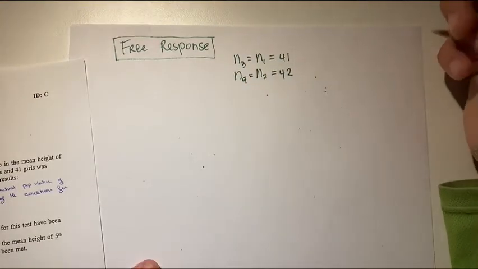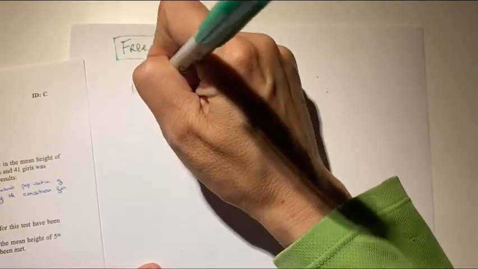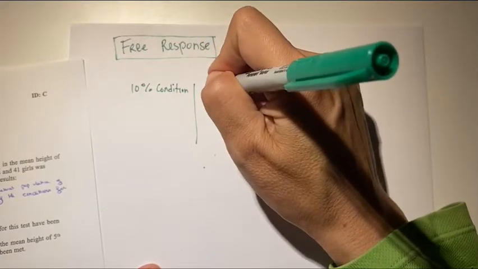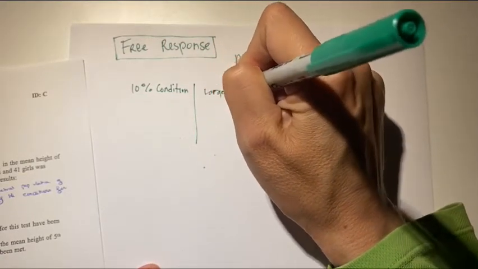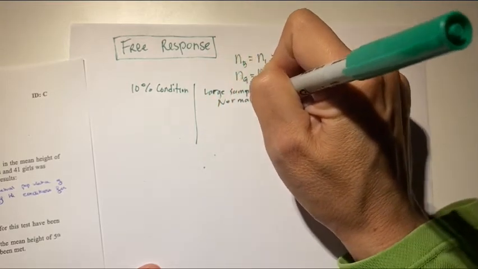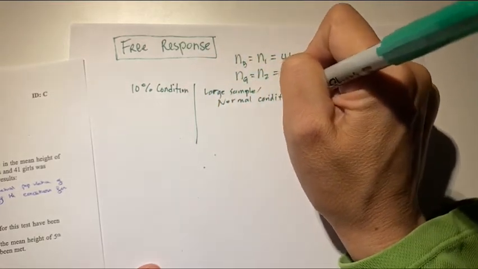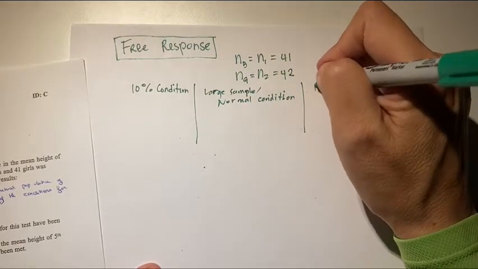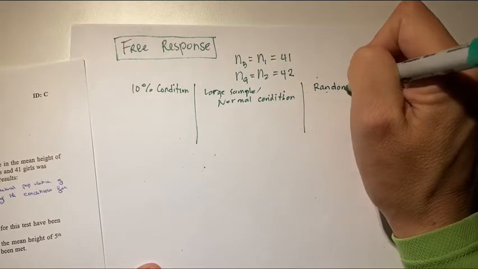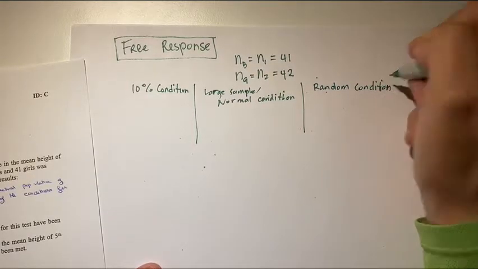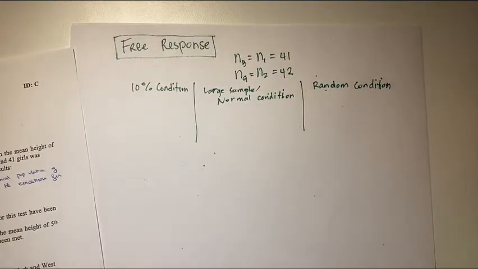So what are some of the conditions? We have a 10% condition. We have a large sample, normal condition, right? And we have just a random condition. So the first question is just saying, which condition is under examination here?